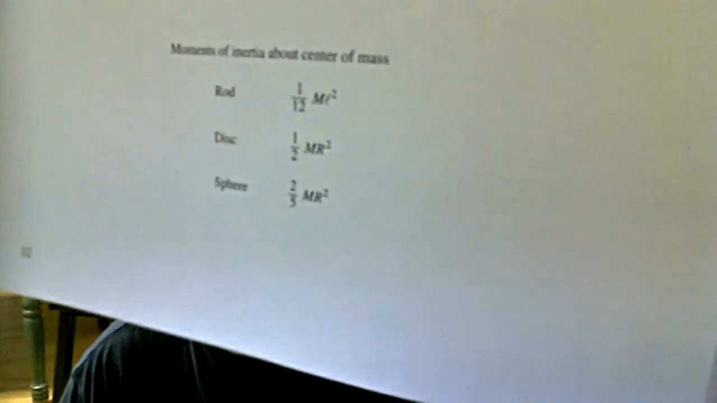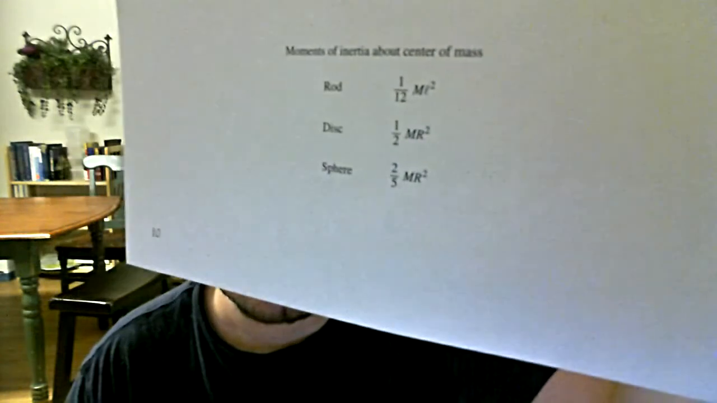We can use our cheat sheet here. The one cheat sheet that they give us to use for the physics GRE is this guy, right? And it has moments of inertia. And the only thing that's even close to what we're dealing with here is the rod, 1/12 mr squared.